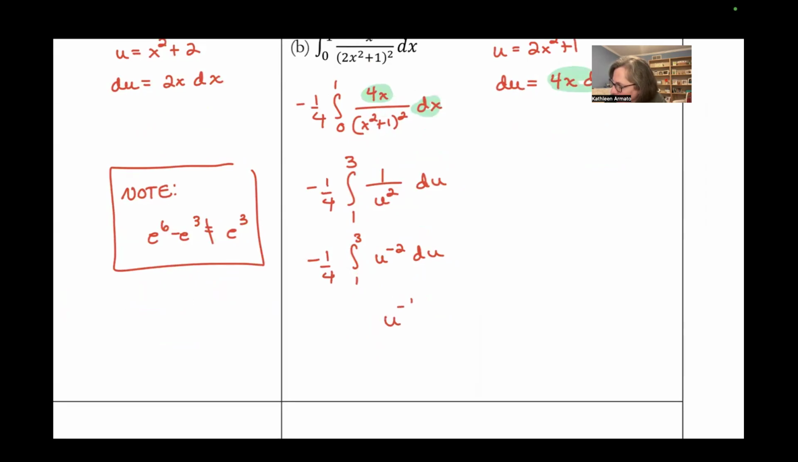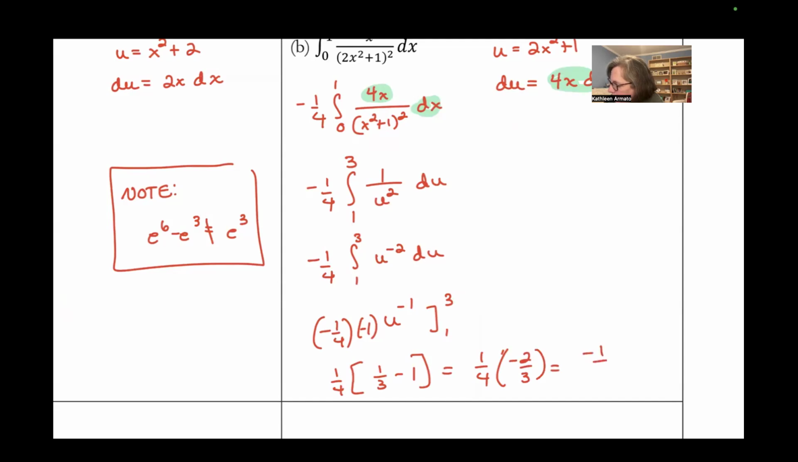So you add 1 to the exponent. You have to multiply by a negative. So that's going to become a positive 1/4 from 1 to 3. So I have 1/4 times 1/3 minus 1. That's 1/4 times negative 2/3, which is negative 2/12, which is negative 1/6. That's my answer.